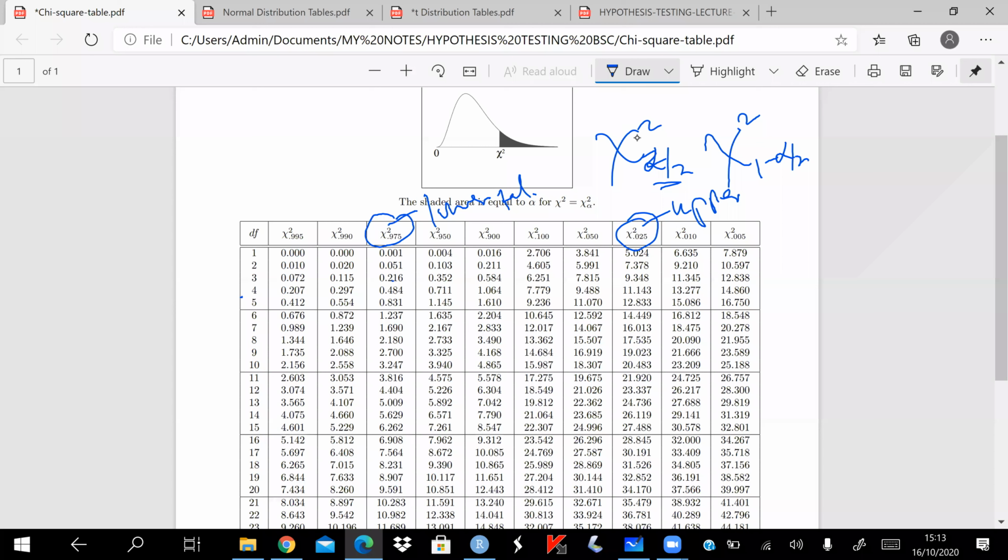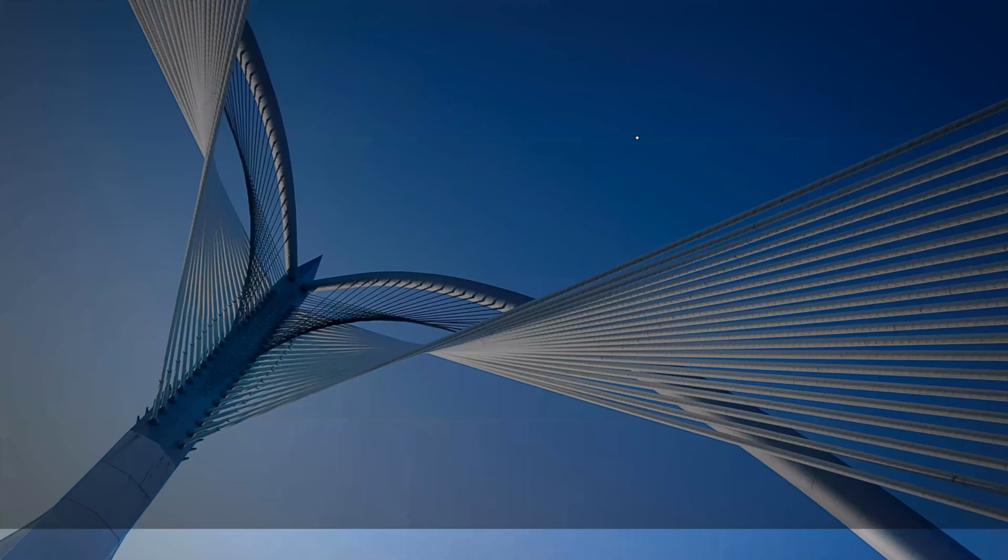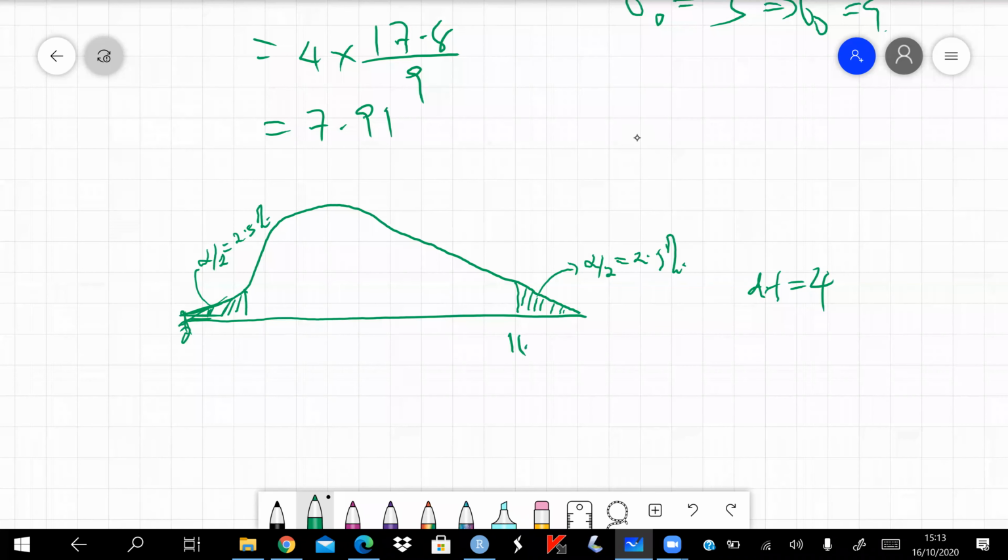Then we are working with 4 degrees of freedom. So the values must be along that line. So the upper value will be 11.143, and the lower value will be 0.484. So let's put those values on our diagram here. So this is 11.143. And then the lower value is 0.484.